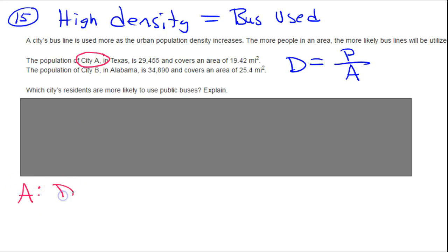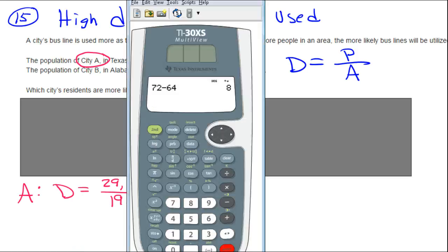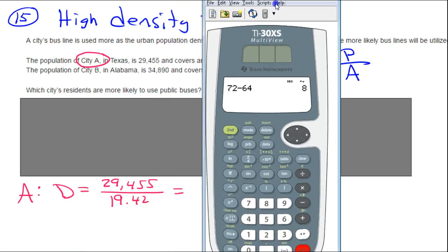Okay, so if I want to do the population density of city A, here comes city A. For city A, the population density is going to be 29,455 divided by the 19.42. Okay, so that's 1,517. I'm rounding up.